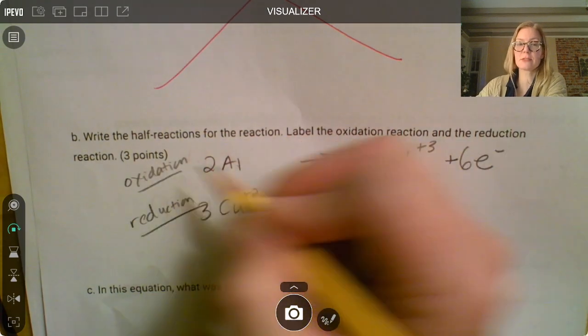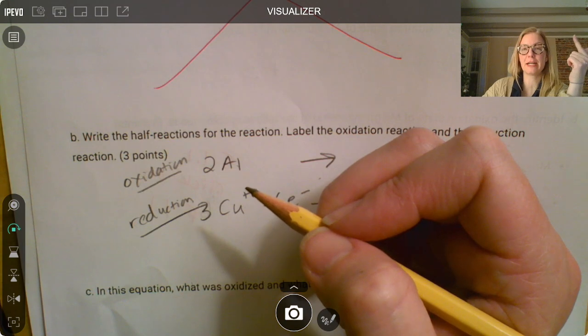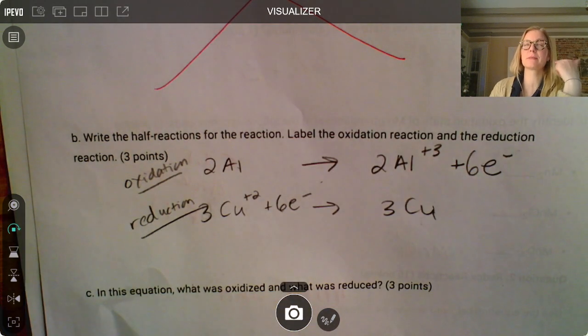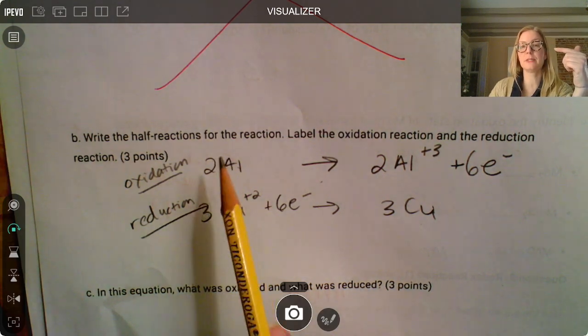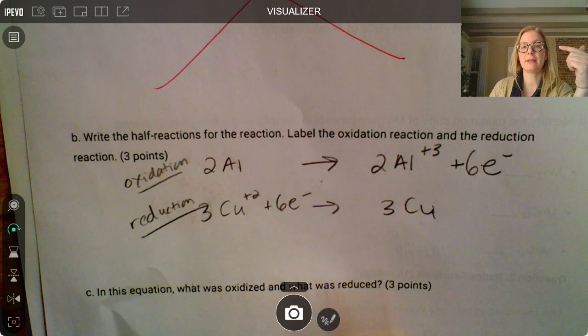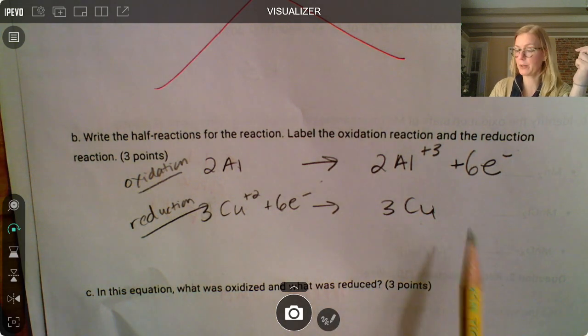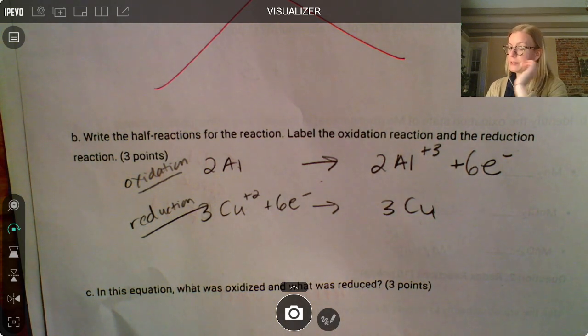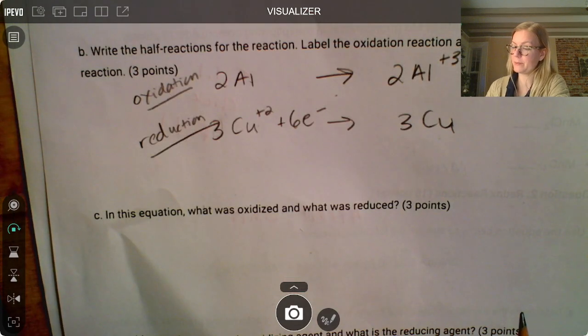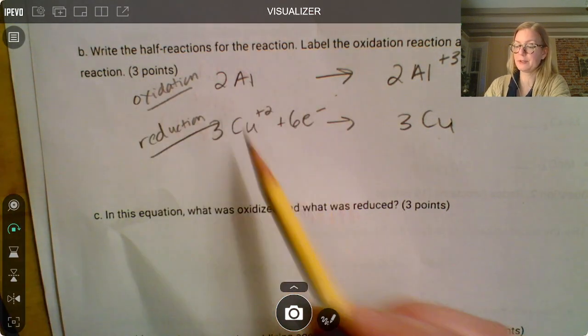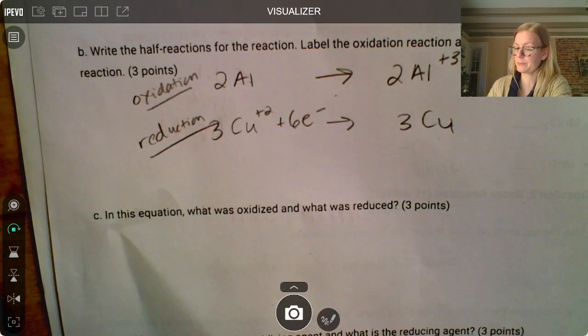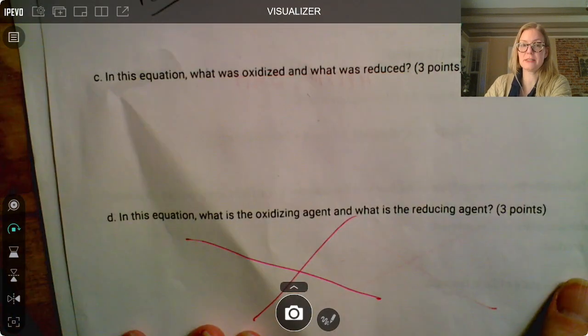So you can see why these things go in tandem, why they're called redox reactions, which is short for reduction and oxidation. Sometimes they're just called oxidation reduction reactions. They happen together. So the aluminum lost electrons and the copper took those electrons, okay? So in this equation, what was oxidized and what was reduced, that's pretty clear. The aluminum was oxidized and the copper was reduced. And then D you can omit.